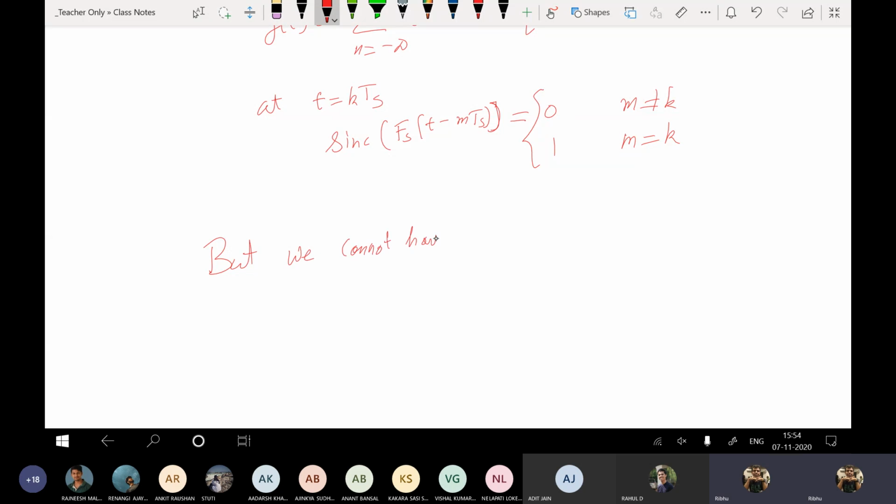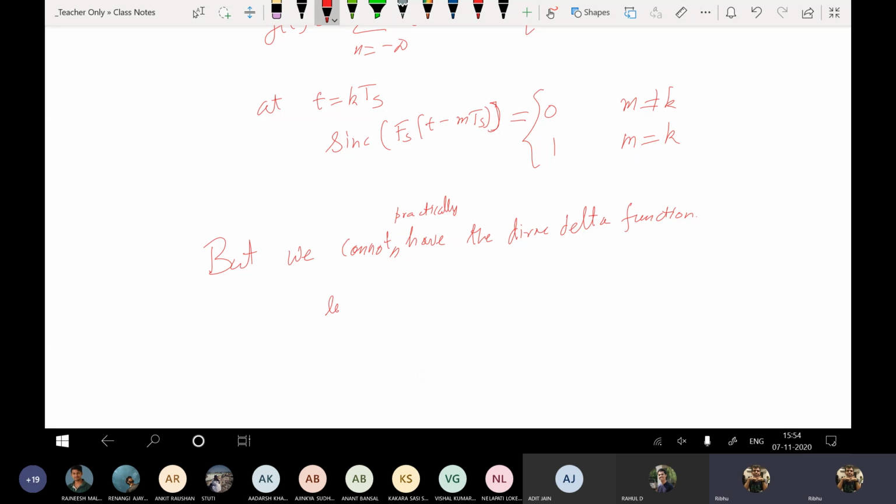we cannot practically have the Dirac delta function, right? We have to have certain limited pulses, or we have to have realizable pulses.